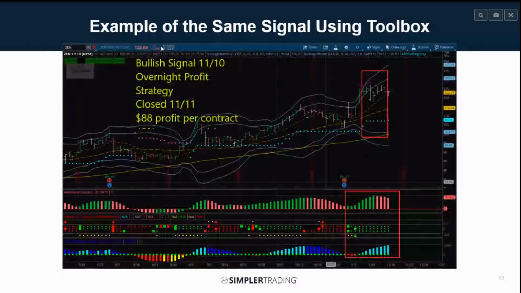Here's Zen, another recent example. I took this trade on the 10th, did the overnight profit strategy, and closed it out on the 11th for a quick $88 profit per contract on that trade. Once again, great signal with bullish divergent bars here and a bullish signal on the compound breakout tool.